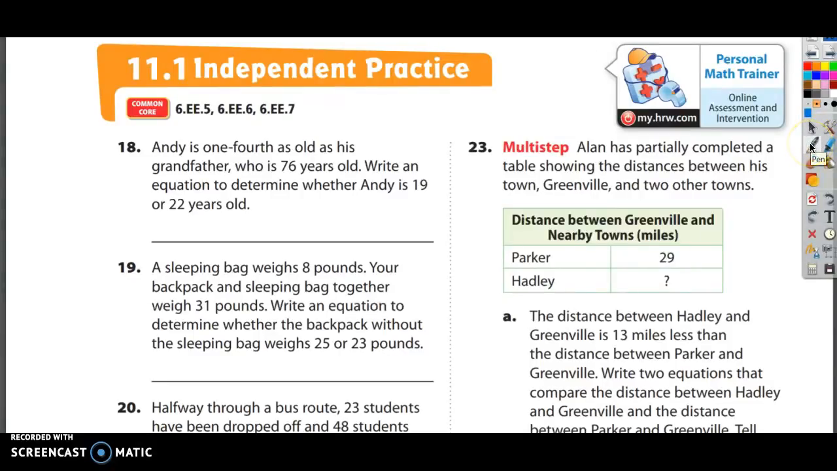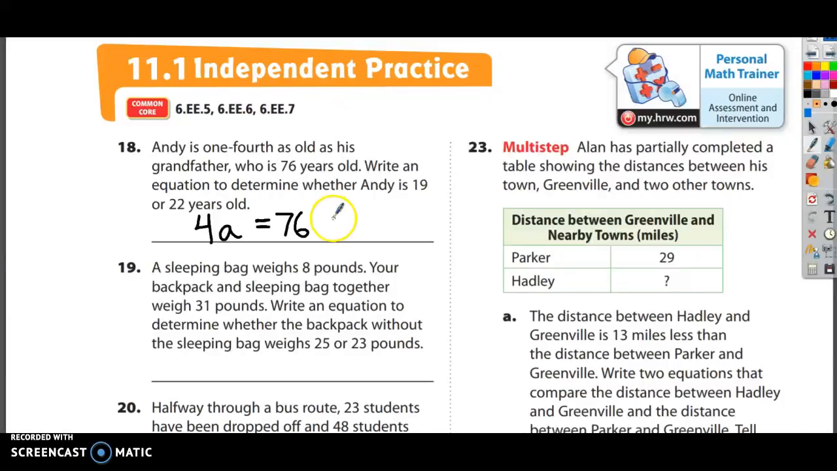So 1/4 is a clue here, and that might lead some of you to think division, but I would use multiplication on this, and here's why. We know that Grandpa's 76, and we know that a fourth means that if you multiply Andy's age by 4, you would get 76. So whatever his age is, I'm going to put an A for Andy, times 4 is going to get you 76. That's what 1/4 means. Multiply by 4, you get 76.